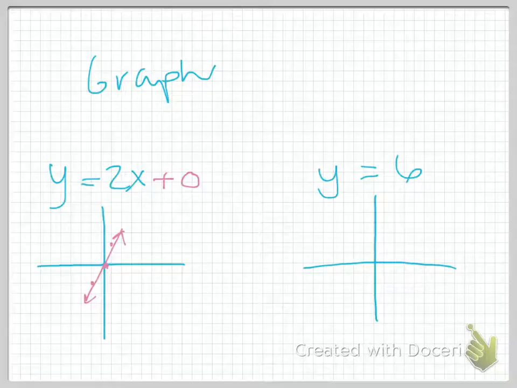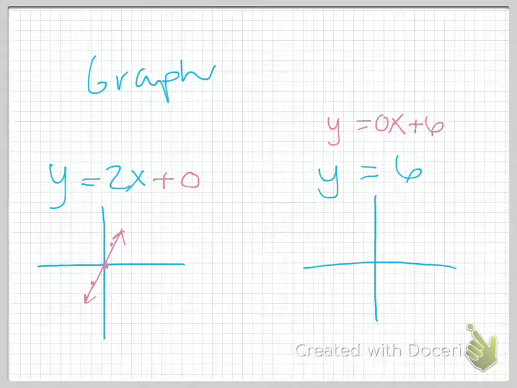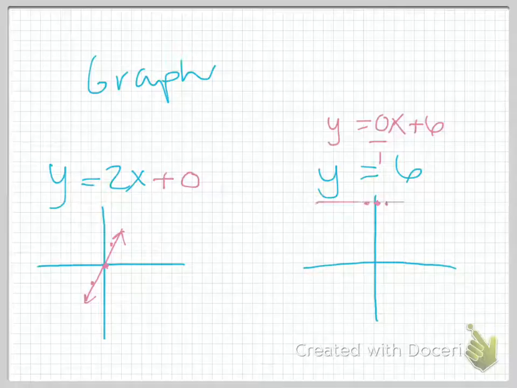Y equals 6. My slope in this situation is 0, because 0 times x will then get me 0. So I would start at 6. When I do my slope, I got 0 over 1, so I don't go up any, but I can go right and left. So it should be a horizontal line. You can also never get it to be x equals a number, because it's y equals 6, so it should never cross your x-axis.